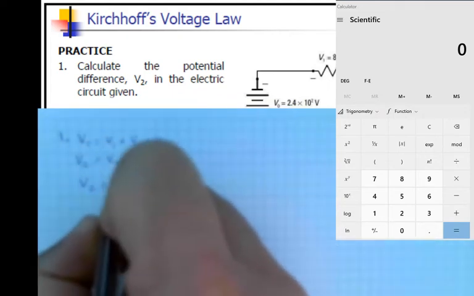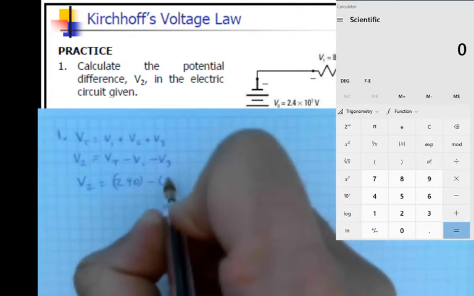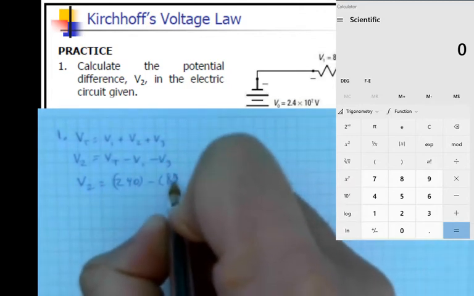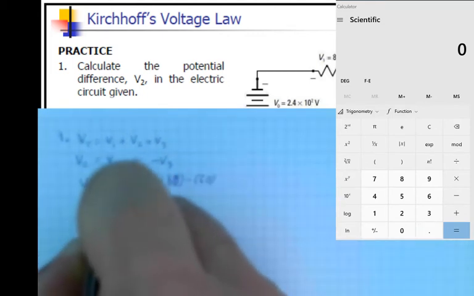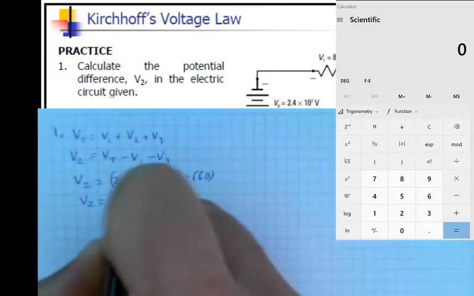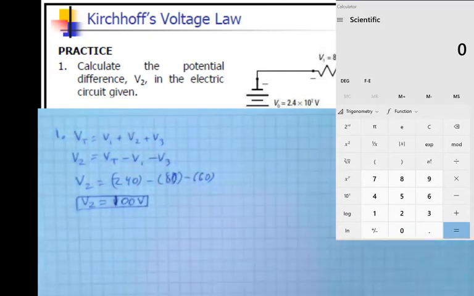So V2 equals 240 minus 80, minus 60, which is 100 volts. That's how we would write that down.